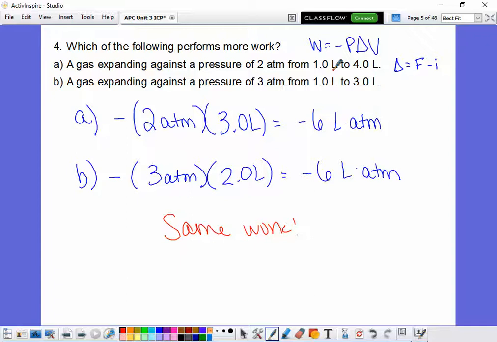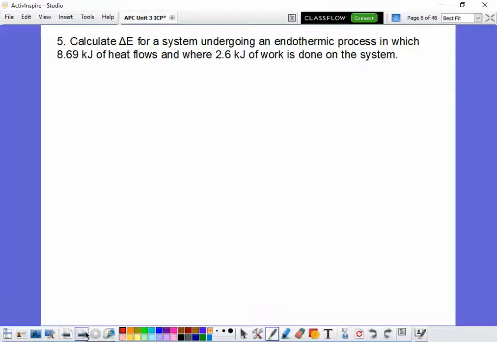Cool. Okay. So now, how work relates? So we're going to calculate delta E. That's the internal energy of a system. So delta E is Q plus W. Remember, Q is heat. So we're told we have an endothermic process. So endothermic, what does that mean my sign of Q is going to be? Positive. So we have a positive Q in which 8.69 kilojoules of heat flows. So that means my Q is positive 8.69 kilojoules.